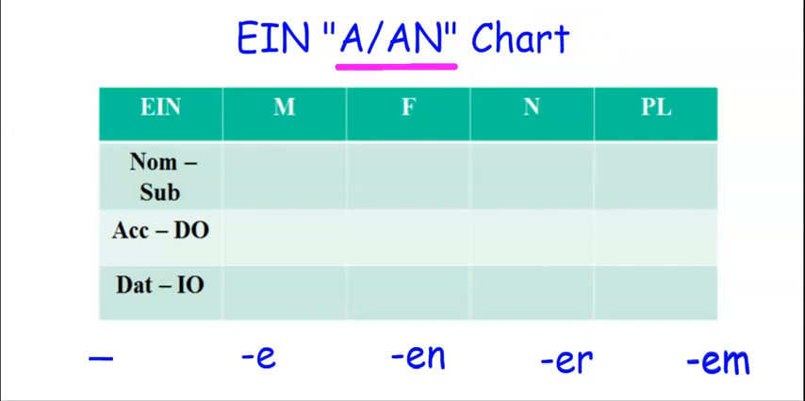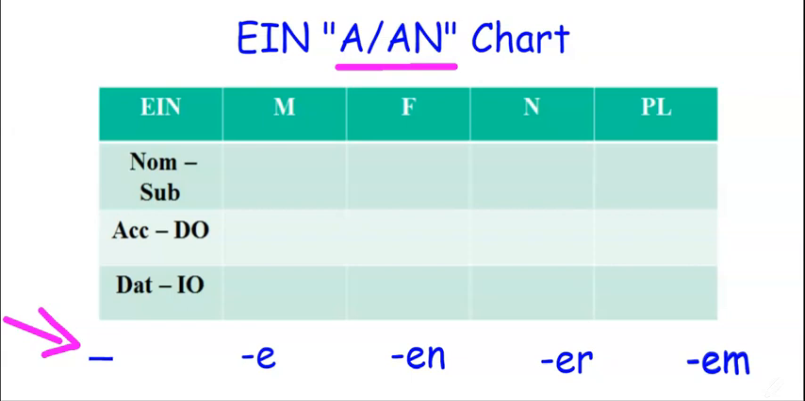So go ahead and take a minute to create your own chart using the given options below. This dash or blank means there's no ending. There could also be an E ending, an EN, an ER, or an EM. So go ahead and take a look at those and see if you can fill in your own chart. Go ahead and pause this video and resume when you're ready for an explanation and to check your endings. Go ahead and pause now.